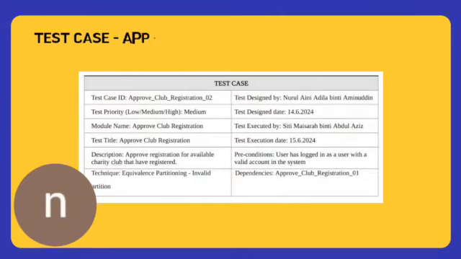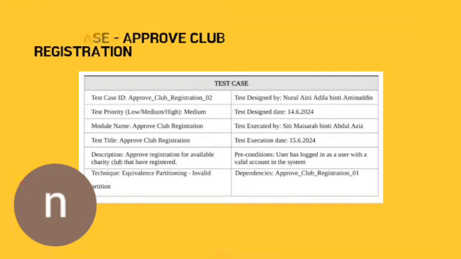For the test case approved club registration, the ID is approved club registration 02 and the test priority is medium. Module name is approved club registration, also the test title. The description is approved registration for available charity clubs that have registered. And we use equivalence partitioning, invalid partition. The precondition is user has logged in as a user with a valid account in the system. And the dependency is approved club registration 01.